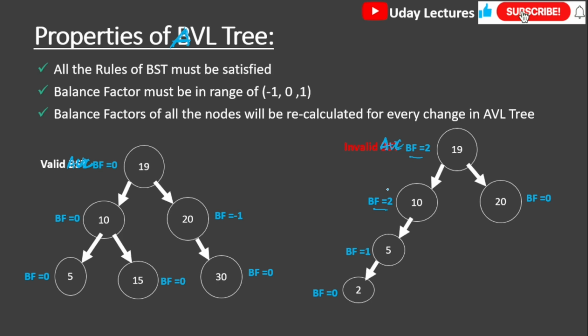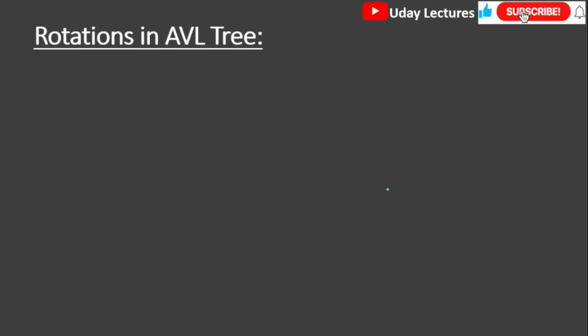Hope you understood the properties of AVL tree. It has to follow the rules of BST. The balance factors must be within the range, and the balance factors are recomputed for every single change we perform in the AVL tree. Now we will see the different rotations that we perform in AVL tree. In AVL tree, the balance factors are the key factors. If the balance factors are impacted or not within the range of -1 to +1, then we have to perform the required rotations.